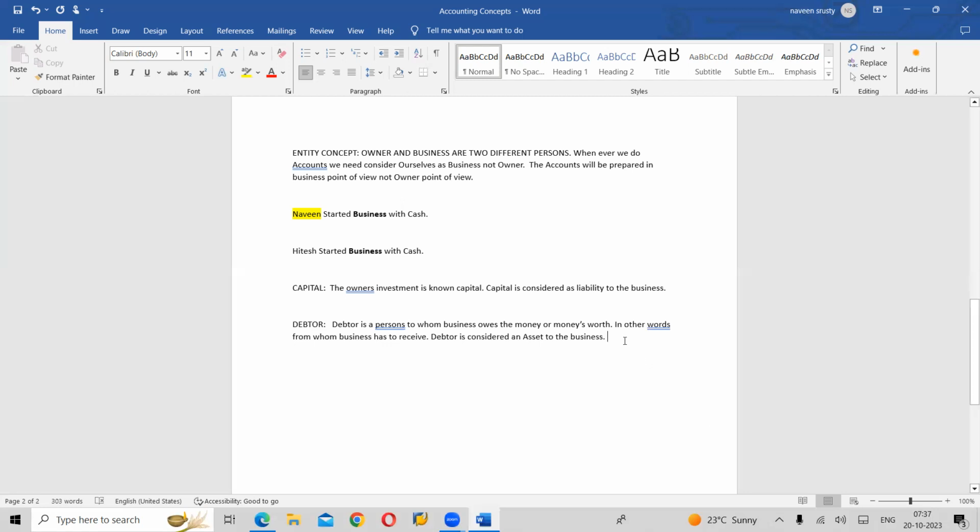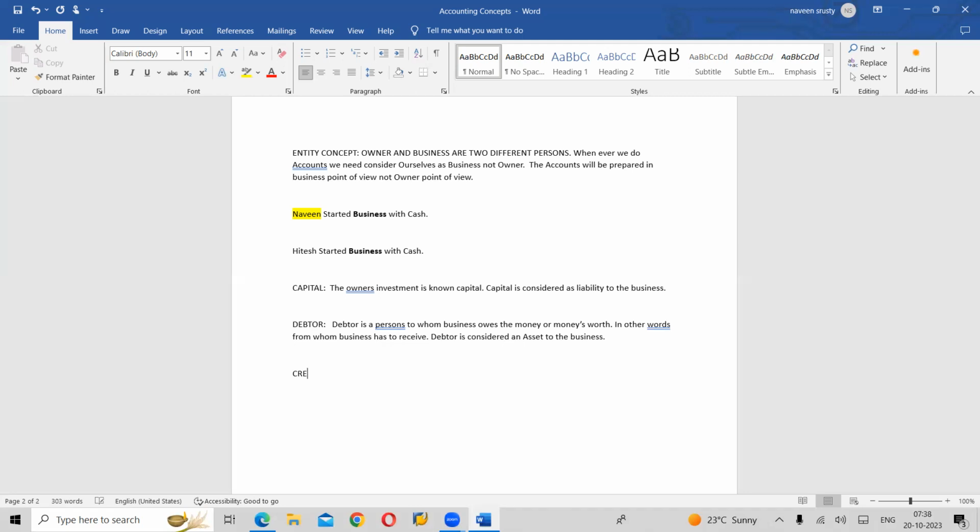A creditor is the opposite for the business, meaning from whom the business owes the money. The business has taken the money from him and is liable to pay. We need to pay someone. Then that person is considered a creditor. For many reasons, for example, we took a loan from him, or we purchased goods or services on credit. We are liable to pay one person, then that person is considered a creditor.